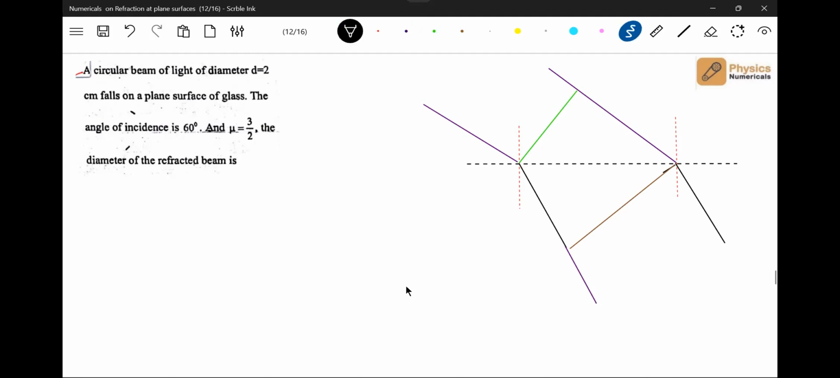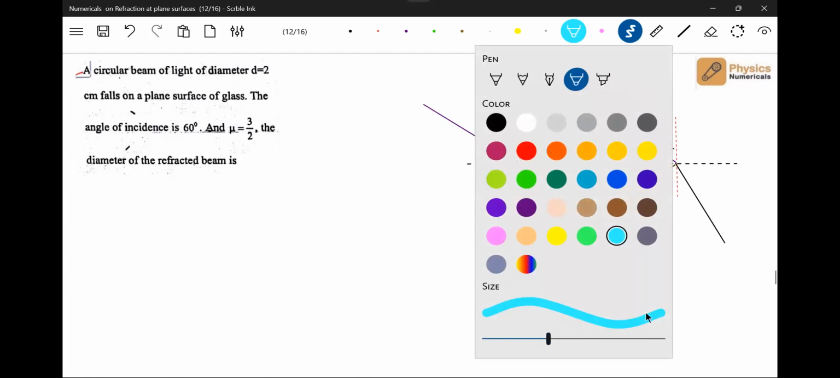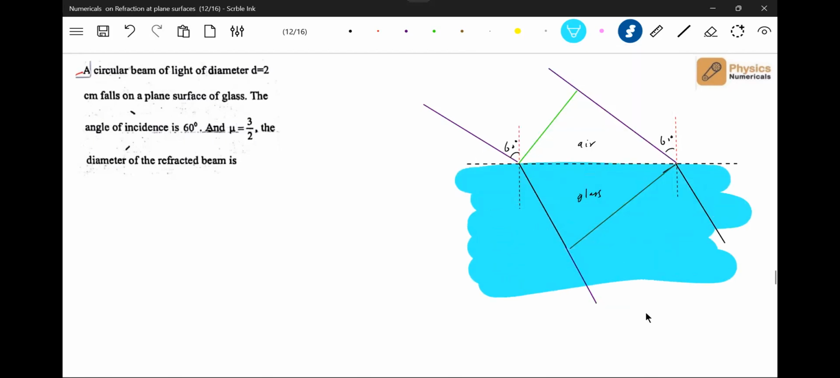Okay, I think I'll give all the things. This is the 60 degrees. This is air. This is the glass. I think I'll make it still clearer. Okay, fine. So this angle is 60 degrees. This will be diameter D. This is what is being asked. You have to calculate the diameter in glass.